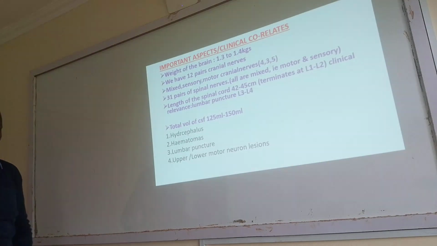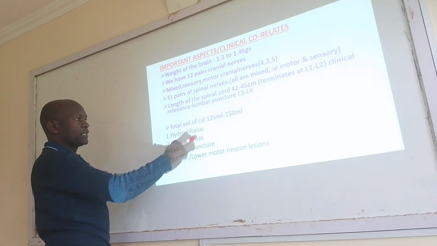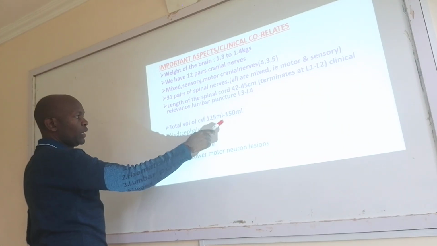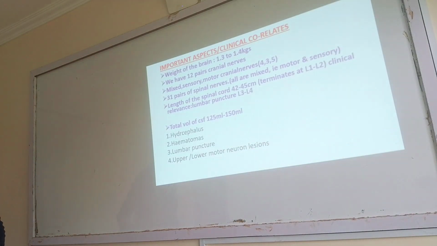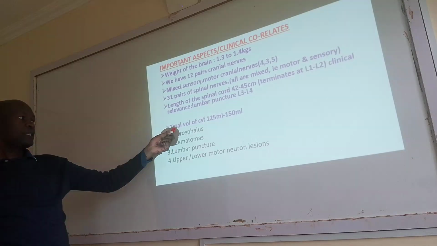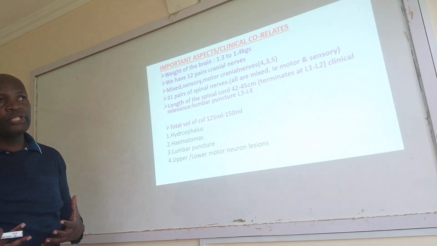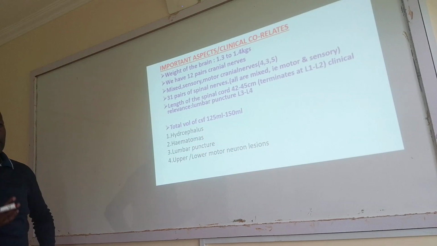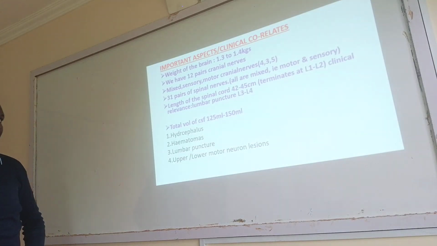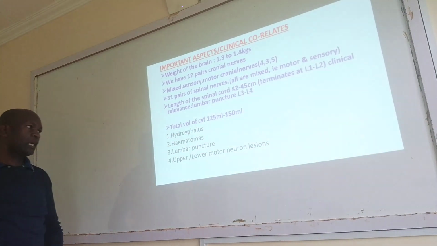There is also something we call cerebrospinal fluid, what we refer to as the CSF. The volume of CSF is about 125 mL to 150 mL. The significance of CSF volume is that whenever there is a pathology in terms of production and flow, for example, if its flow is obstructed, then we end up getting a condition known as hydrocephalus.